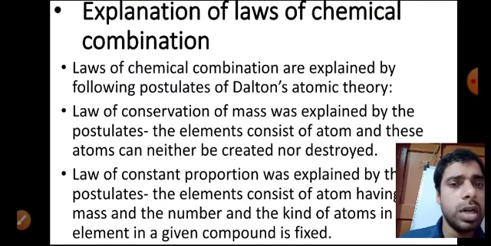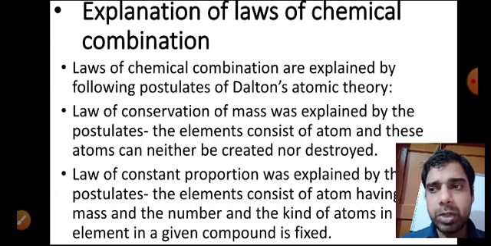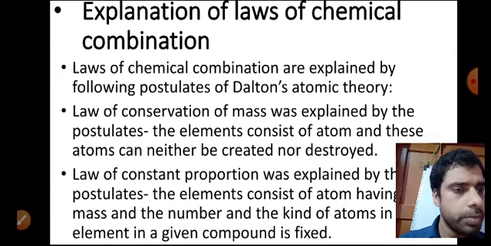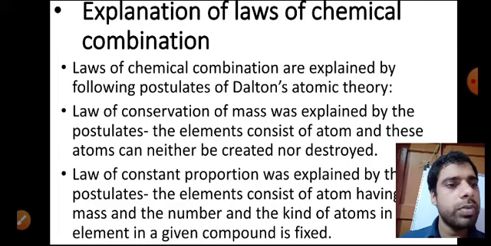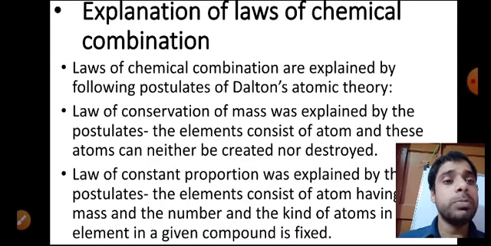We have also discussed it in one of the videos. So in the law of conservation, we know that the total mass of the reactant and the total mass of the product should be equal, and the number of atoms on the reactant side and the number of atoms on the product side should also be equal. Now here we will discuss which postulate explained the law of conservation of mass. You should know about this one.